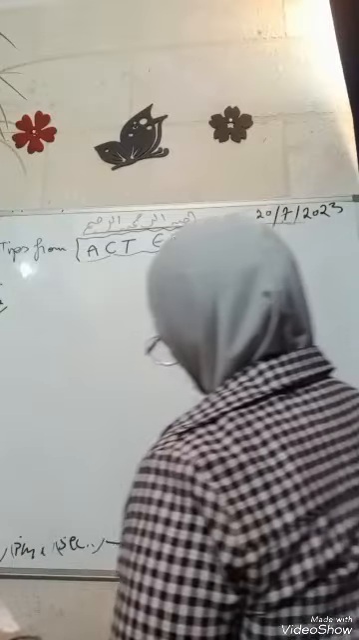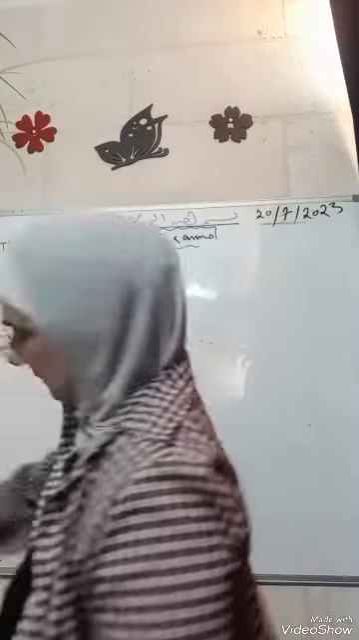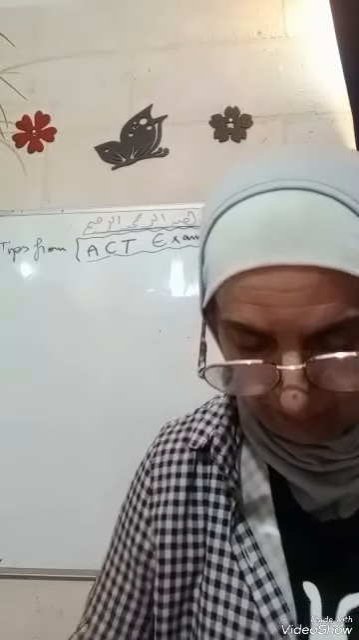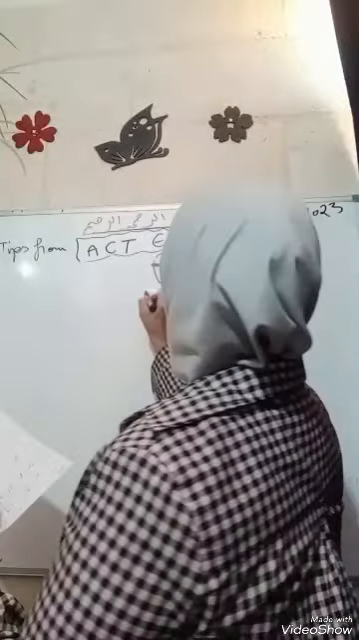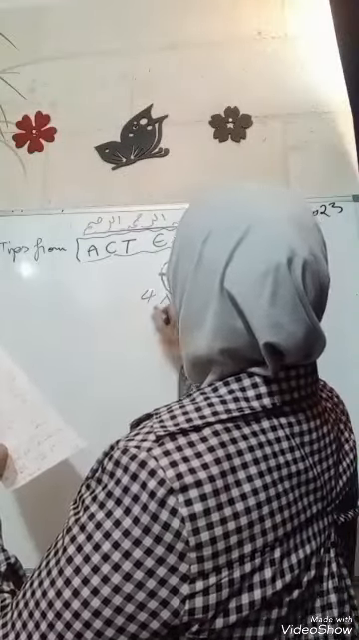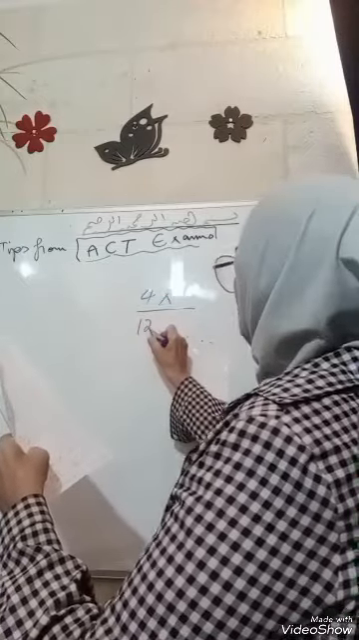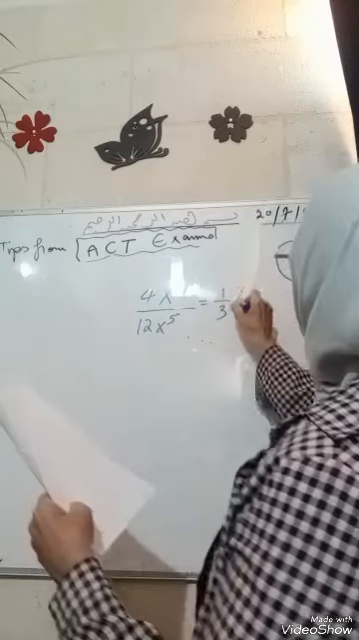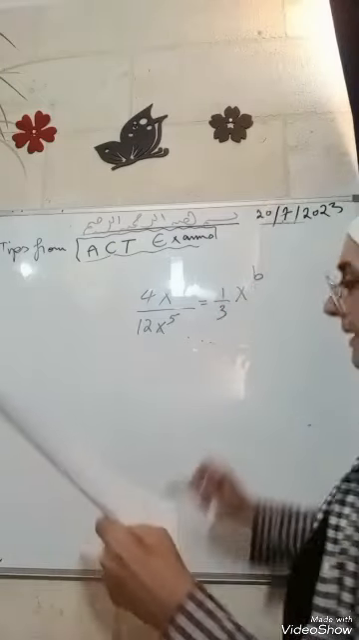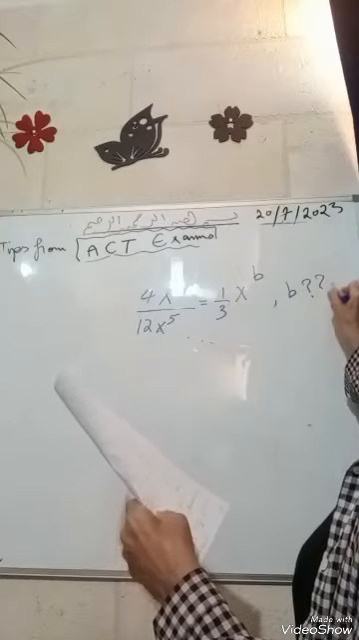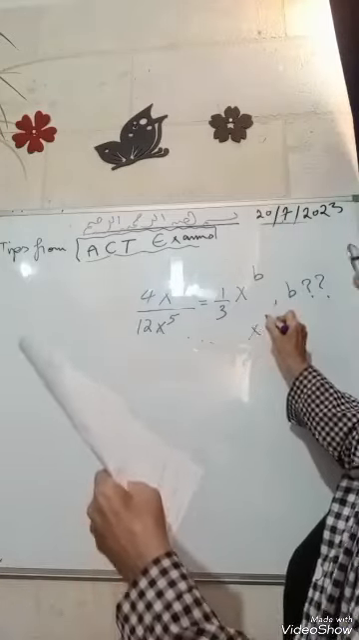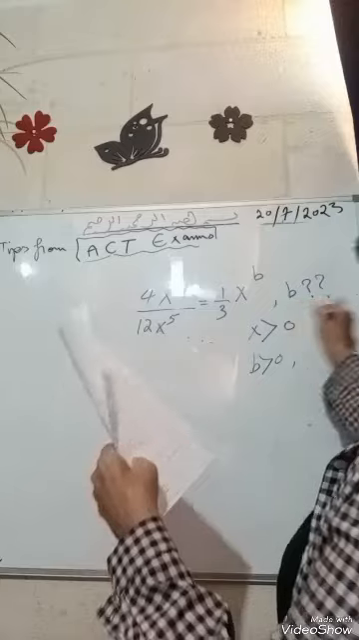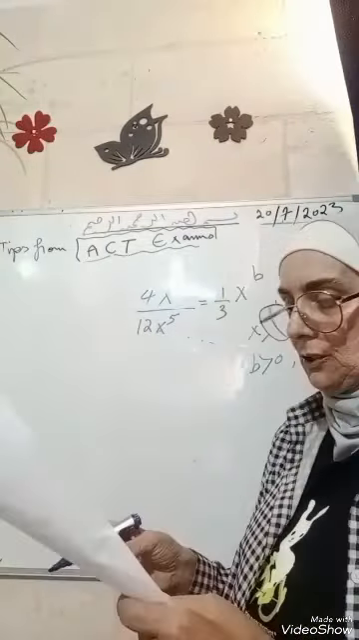So, to know about exponents, the problem is saying that 4x to the power 11 over 12x to the power 5 equals 1/3 x raised to b. What is b? So the question is the value of b. And he also tells me x is positive, b is positive, and b is unknown. I need to know b.